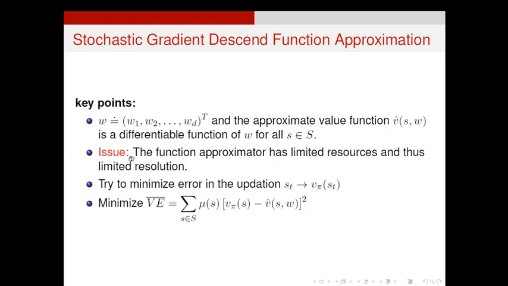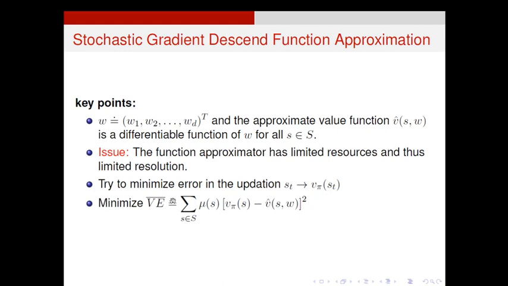What is the main issue in using this function approximation? The major issue is that the function approximator has limited resources and thus limited resolution. That means we cannot find a function approximation that will update all the states in the state space to some exact level. Some function approximations will update some state values well, but for other state values this function approximation need not be correct, and so the resolution power of this approximator need not be generalized. That is a major issue.